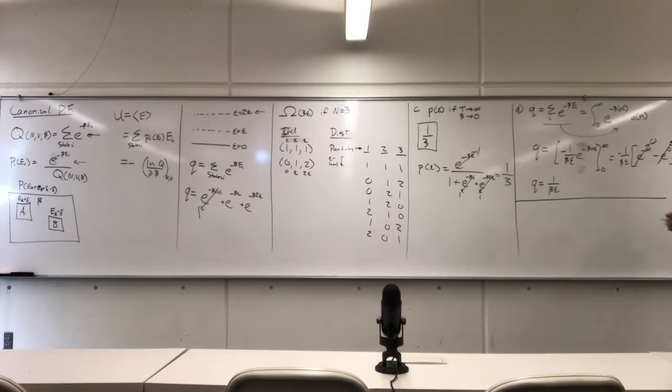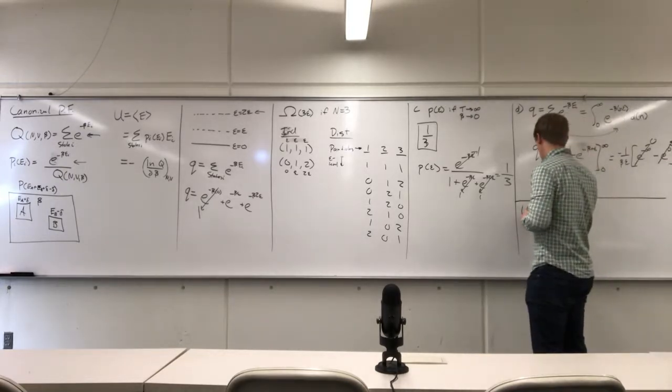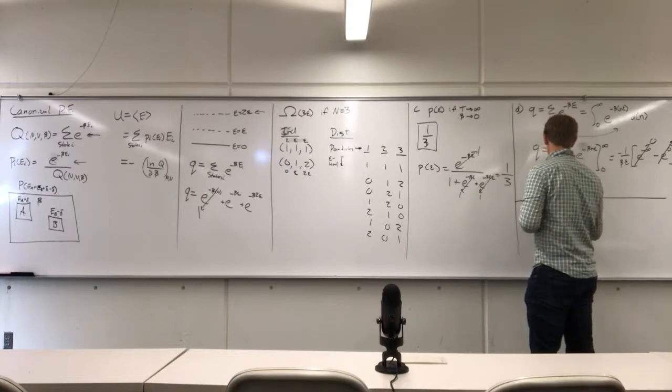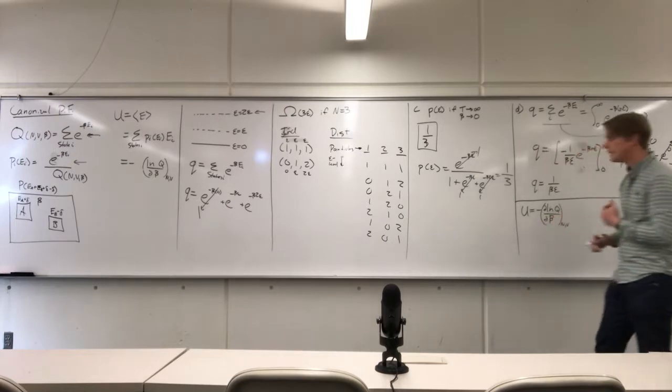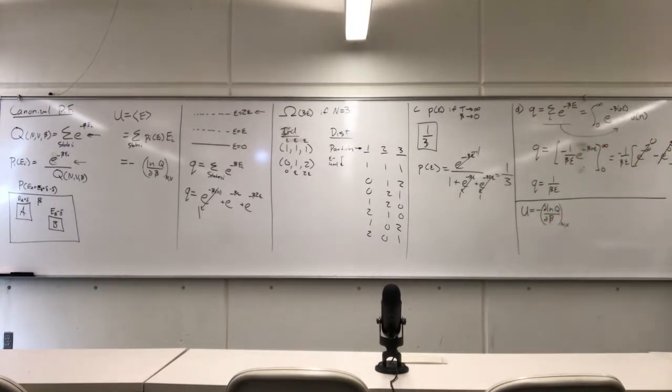All right, so what we're asking for here is, what is the internal energy? In this case, this is equal to minus the partial derivative of the natural log of the partition function with respect to beta. So, how do I write the partition function for a collection of particles based on a single particle partition function? Multiply all of them. Yep.